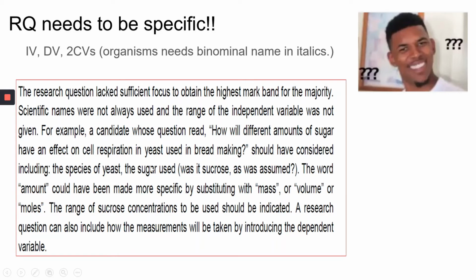Sugar that you use. You should know by then, when you are doing IAs, that there are different types of sugar. So what is it, sucrose or fructose? And amount, they really don't like the word amount. You prefer to use the word mass, volume, something that you can quantify. So that's the idea about this part.